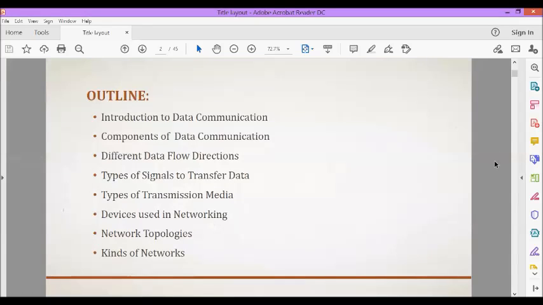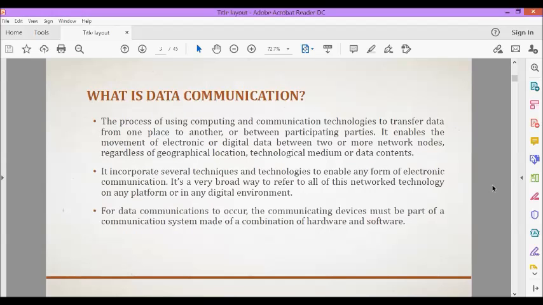We will be discussing the following: introduction to data communication, components of data communication, different data flow directions, types of signals to transfer data, types of transmission media, devices used in networking, network topologies, and kinds of networks. So what is data communication?